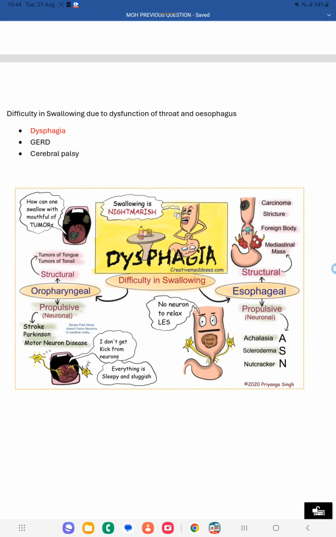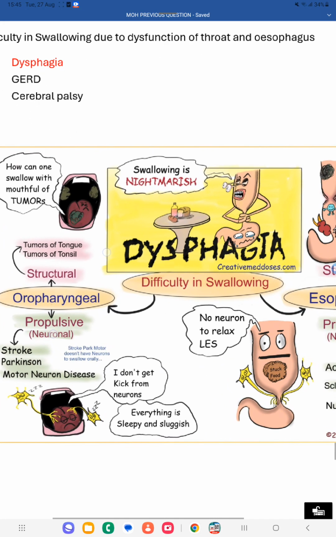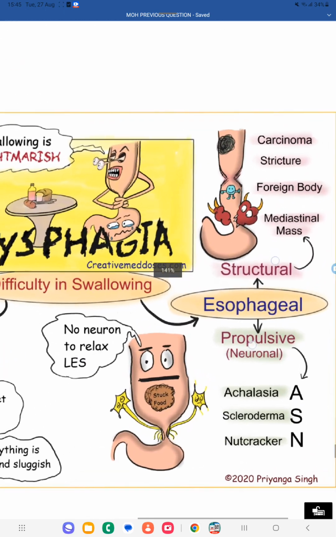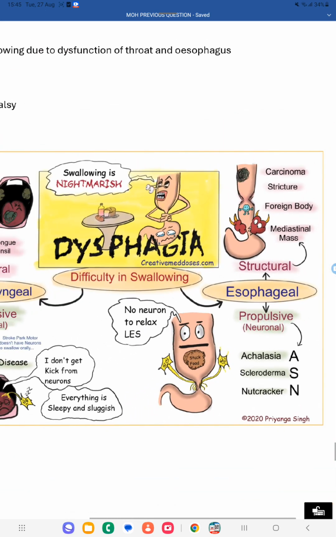Next question was difficulty in swallowing due to dysfunction of the throat and esophagus. That condition is called dysphagia. Difficulty in swallowing because of a problem of the throat and esophagus, that condition is called dysphagia. Due to oropharyngeal, which means throat area, problems you can get dysphagia. Due to an esophagus problem also you can get dysphagia.